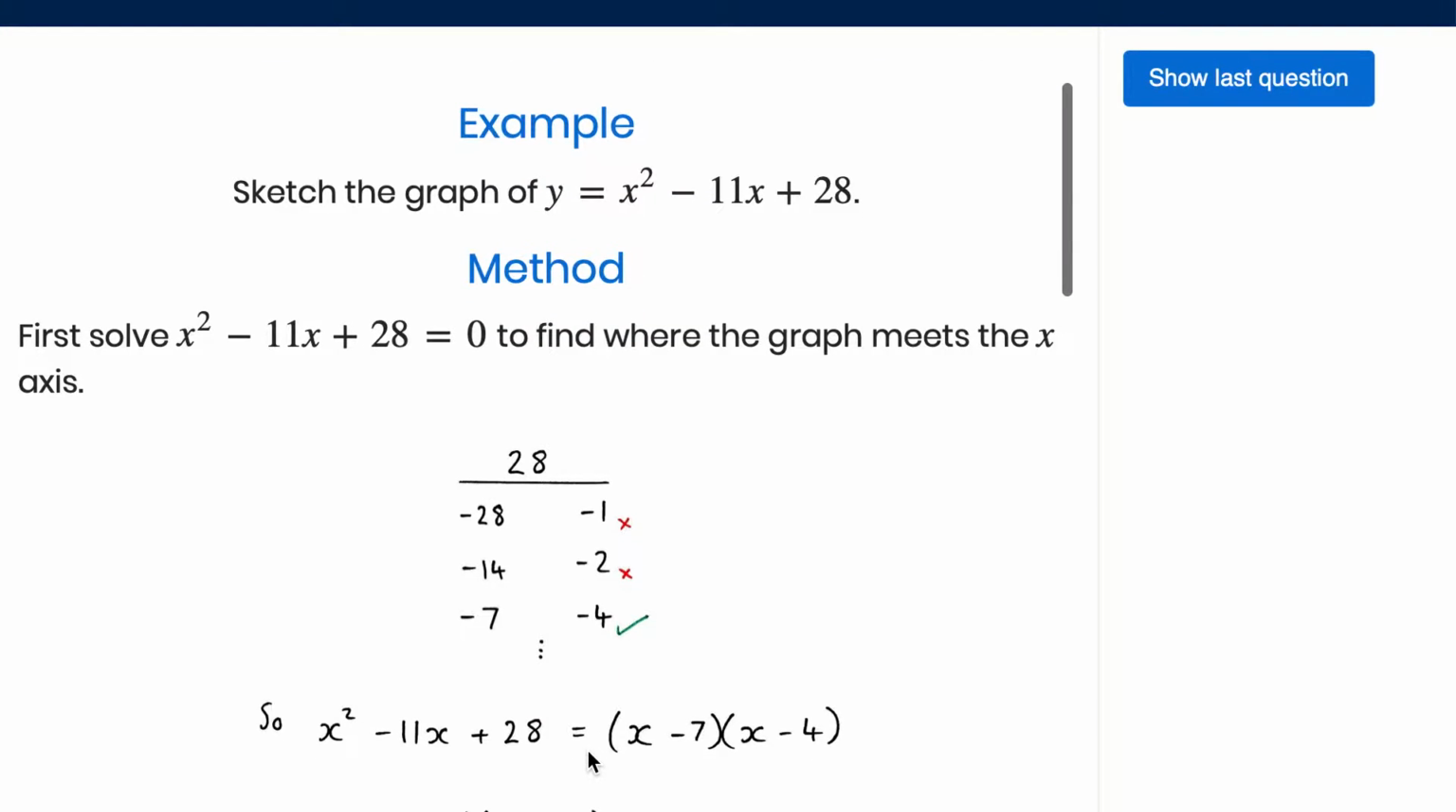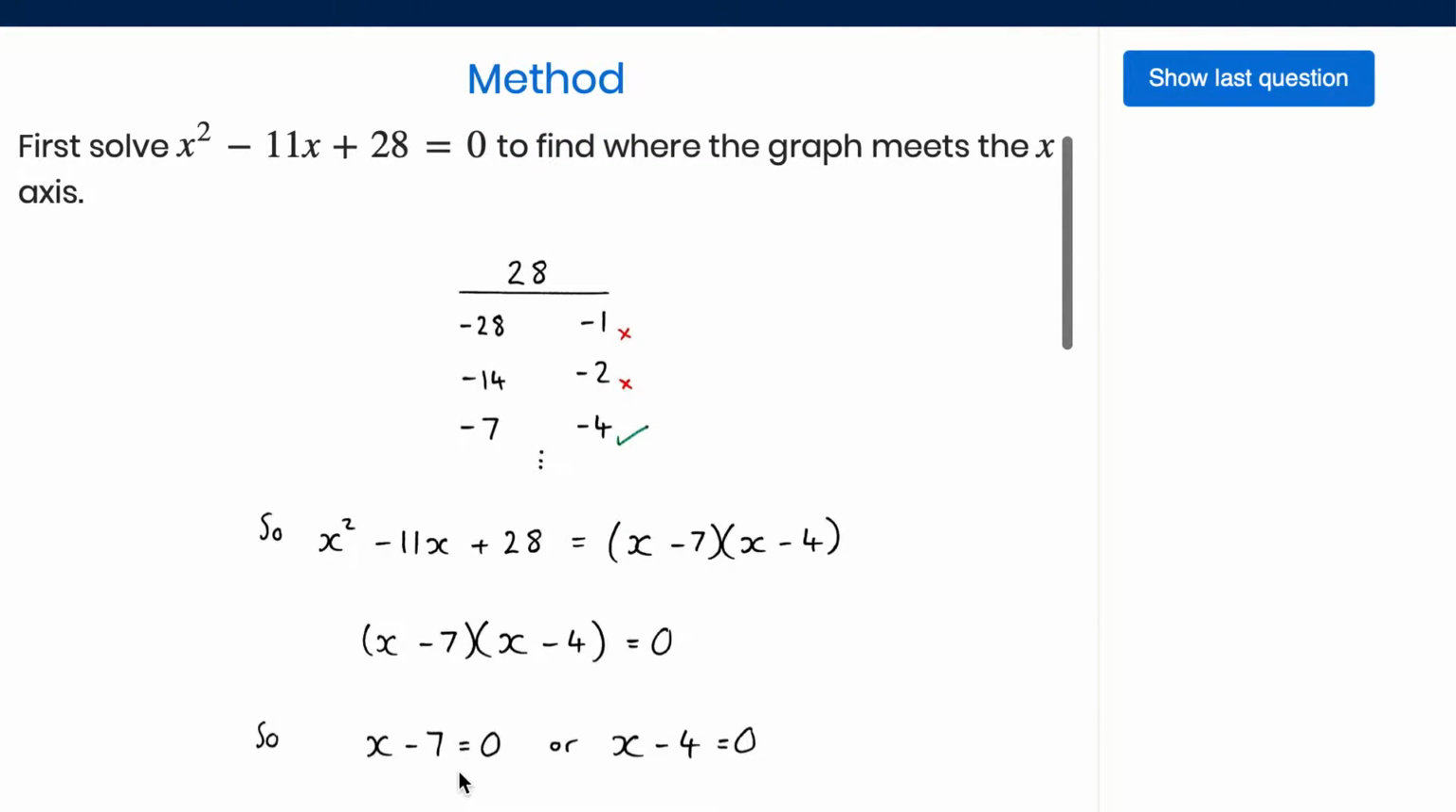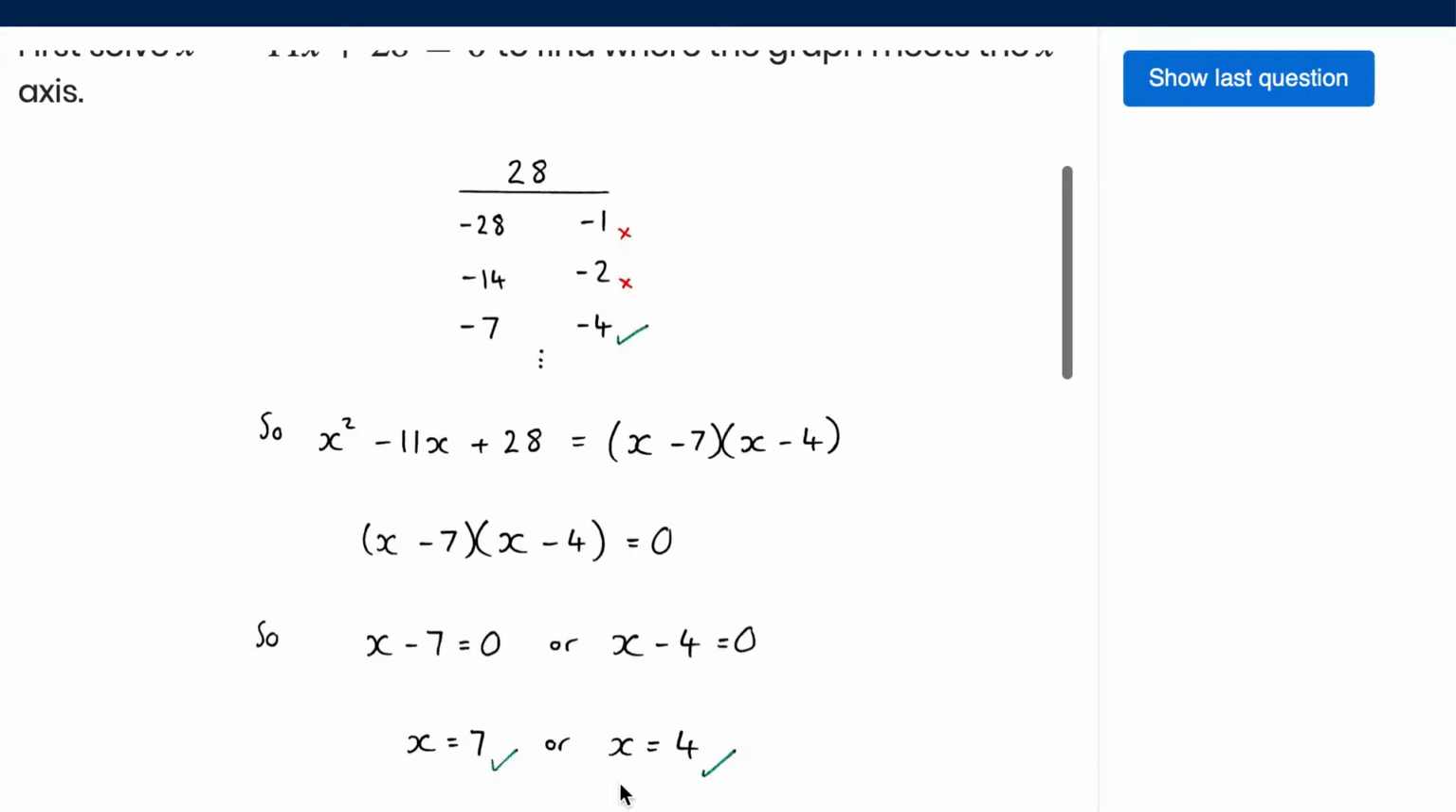And so, x squared minus 11x plus 28 can be written as x minus 7 times x minus 4, which is equal to 0, so that means x minus 7 equals 0 or x minus 4 equals 0. And so x equals 7 or x equals 4 are the solutions. What this means is that the graph crosses the x-axis at the points 7, 0 and 4, 0.